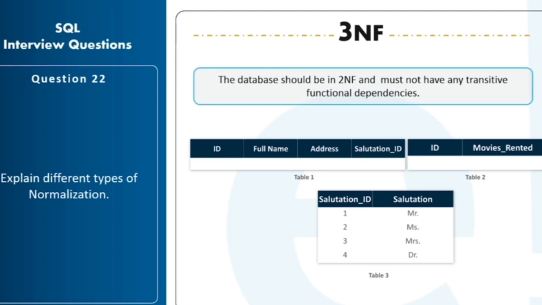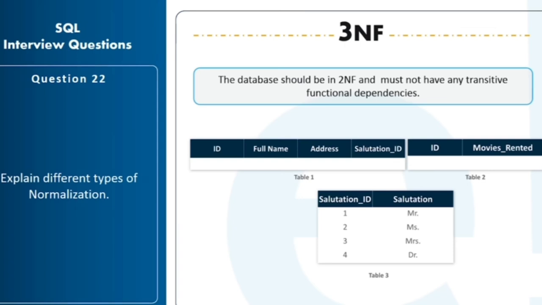So basically, we're going to identify Mr. with 1, Miss with 2, Mrs. with 3, and Doctor with 4. That's how we get our tables to 3NF. With this, we come to the end of this example: our table has been completely normalized, and the highest normal form available for this particular table is 3NF.